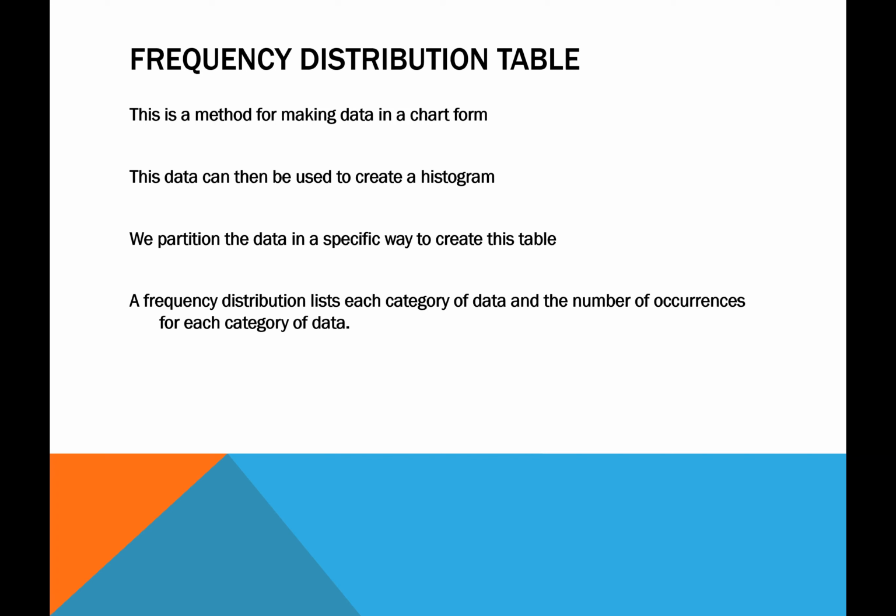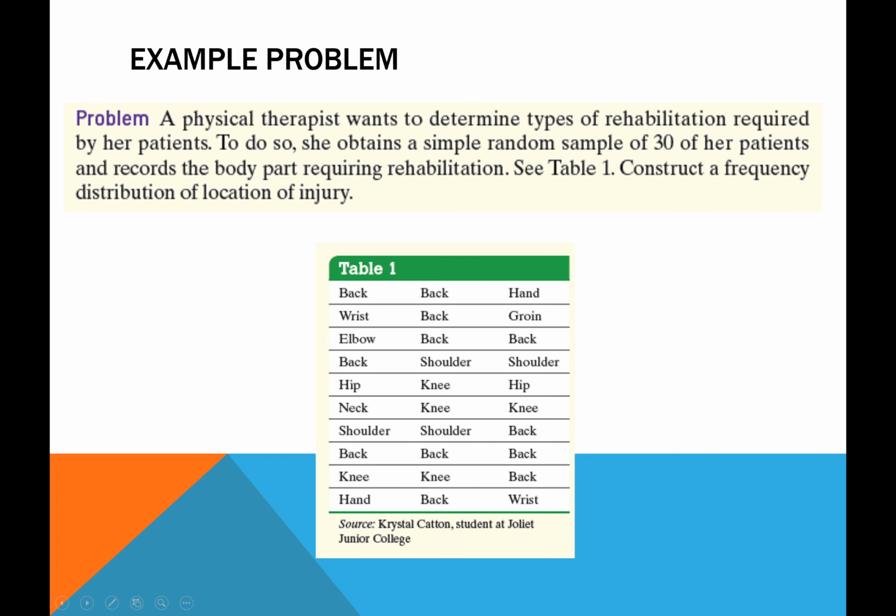We've got the frequency distribution table. This is a method for making data in a chart form. We partition the data in a specific way to create this table, and a frequency distribution lists each category of data and the number of occurrences. So, an example of this: a physical therapist wants to determine the types of rehabilitation required by her patients.